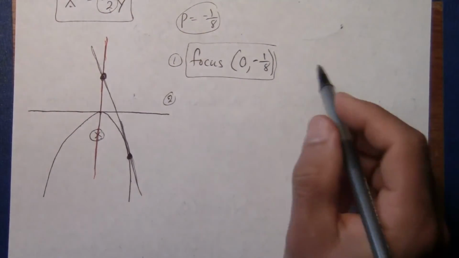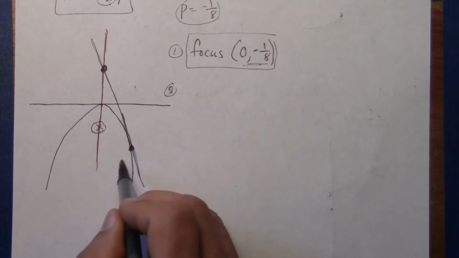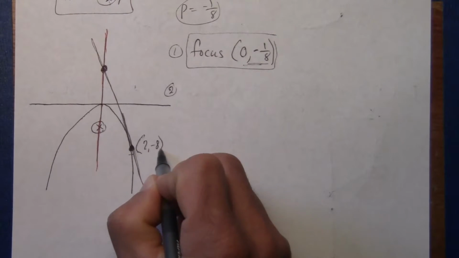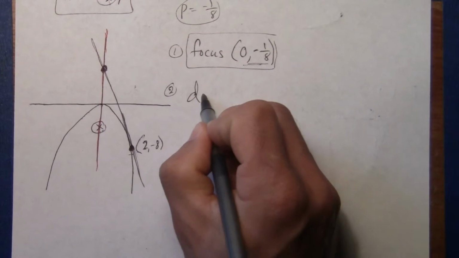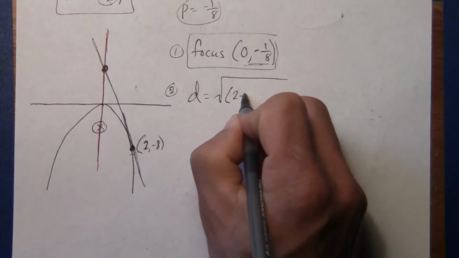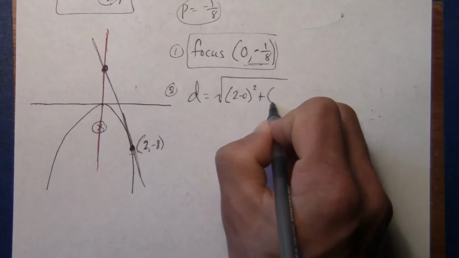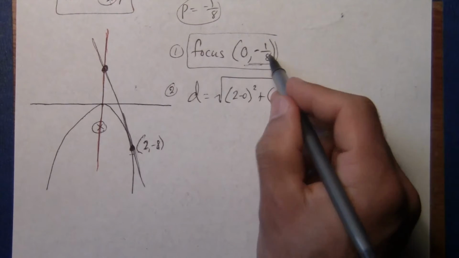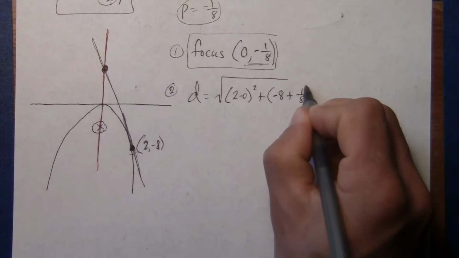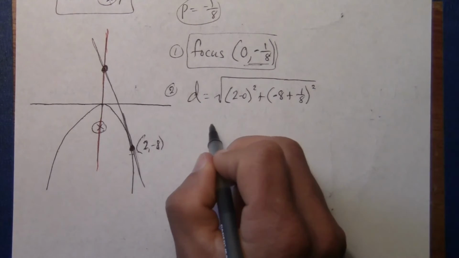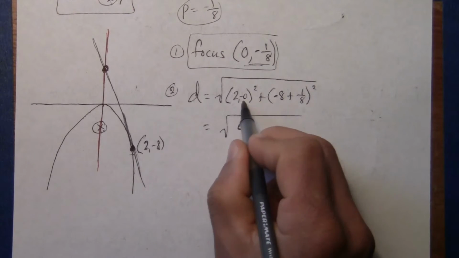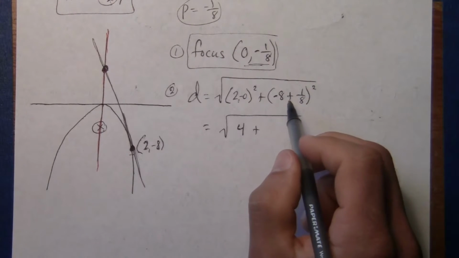Step 2, need to figure out what the distance is between this focus and this point of tangency that they gave me, which was 2, -8. So the distance is equal to the square root of x value minus x value, so 2 minus 0 squared, plus y value minus y value, or -8 minus a negative, so plus 1/8 squared. Alright, and it looks like I'm going to end up with 4 if I square this one, plus, probably going to want to get a common denominator.